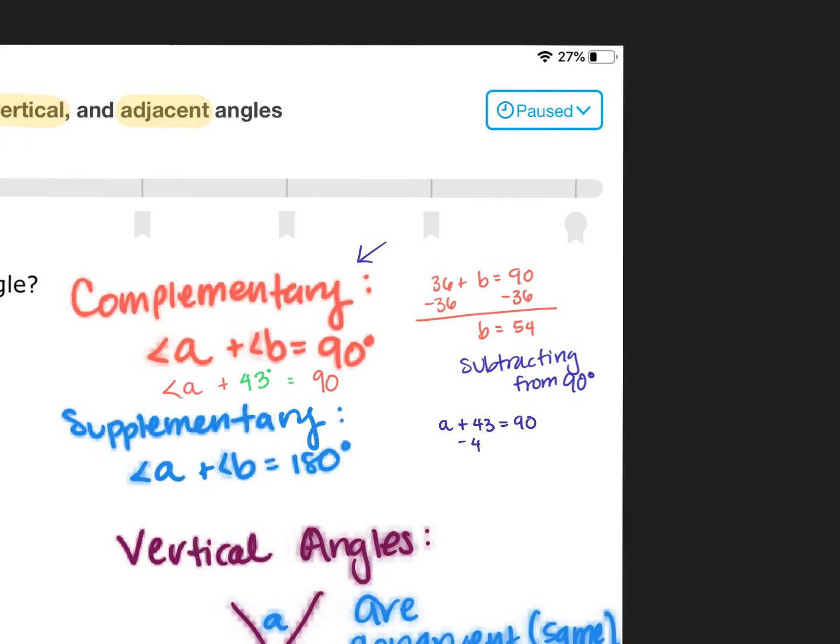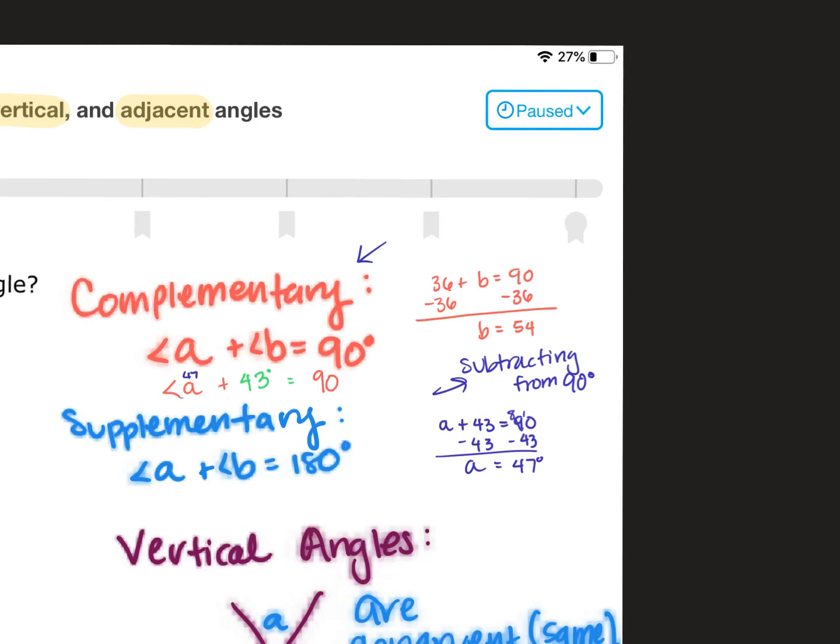So let's just take away the 43. This is the algebra way, okay? So again, you're just subtracting from 90. So what's 90 take away 43? It's going to be 47, okay? You can't take away 3 from 0, so you have to borrow. So 10 take away 3 is 7. 8 take away 4 is 4, so 47. Okay, so there you go. So A equals 47. So here we go. This would be 47 plus 43, and you can check it with your calculator, equals 90.